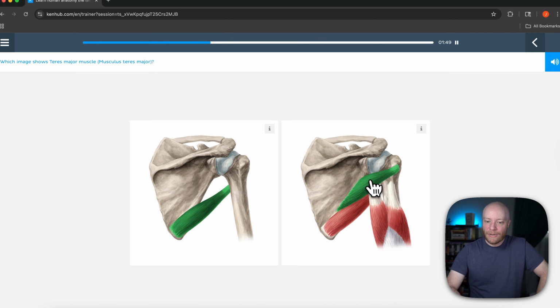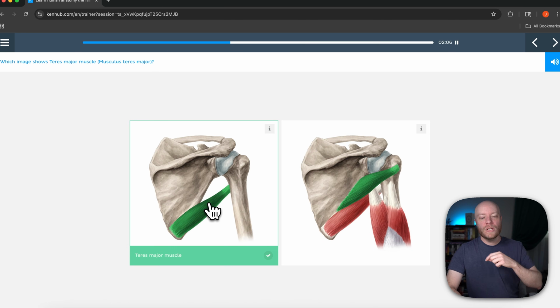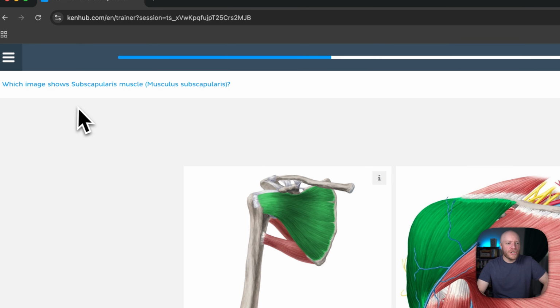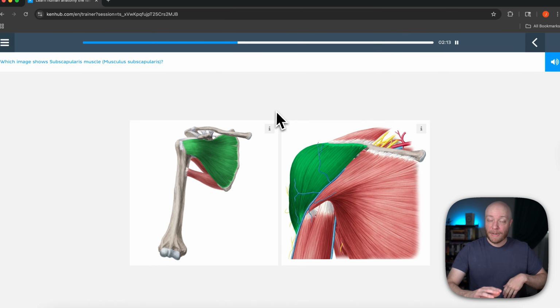So we just saw teres minor, again, off that lateral border and going to the greater tubercle. This is the teres major, part of the intertubercular groove muscle group, along with pectoralis major and latissimus dorsi. But this is not the muscle we're focused on for the rotator cuff, but it is the answer to this question, the teres major. All right. So now, which image shows the subscapularis muscle? Again, I'm going to let you tackle this one. Give you just a brief moment.